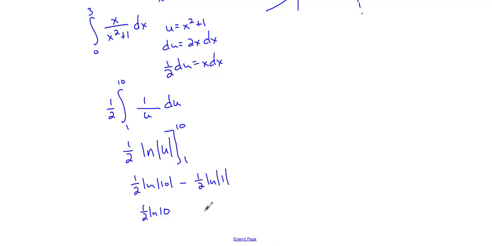Be careful though, they could write this another way. Remember logs, especially if we have a constant multiplier out in front, this could be natural log root 10, right? Because this 1/2 could go back into the power of 10. So be careful with that. It could be either answer.